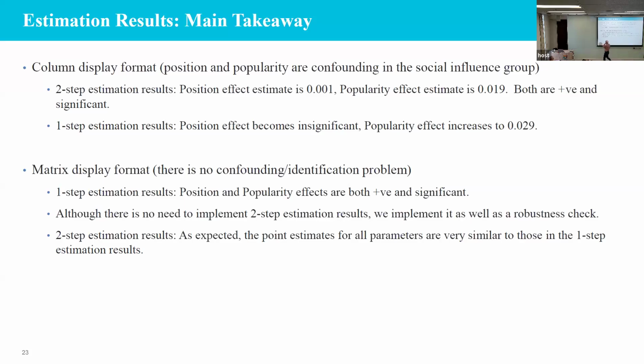So what is the main takeaway here? The takeaway is something I already mentioned. In the column format approach, the two-step approach is necessary, otherwise you may get the popularity effect being messed up. And in the matrix format, because there are no confounding problems there, it doesn't matter whether you do one step or two step, and as expected, we get more or less the same answers.